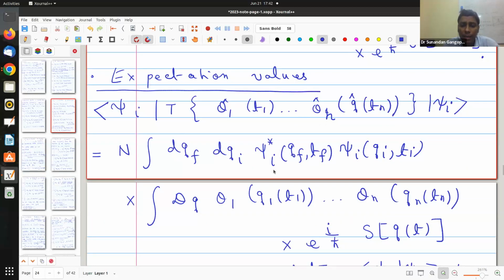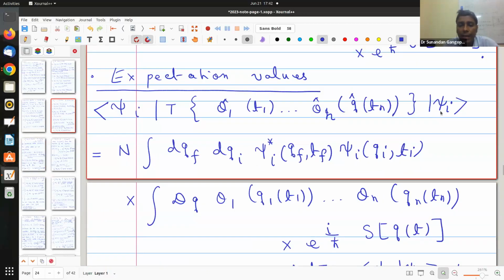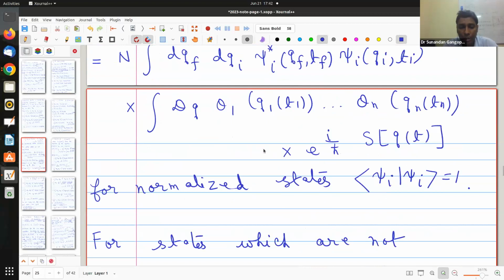And this result is true when the initial states psi I, between which we are taking the expectation value, are normalized. So this result is valid only when ket psi I bra psi I is equal to 1.